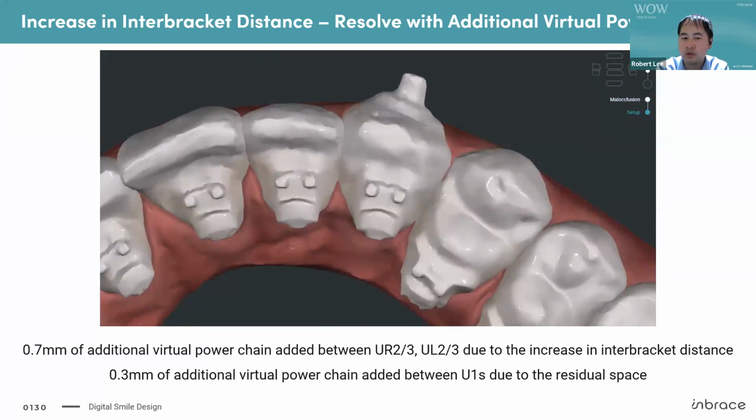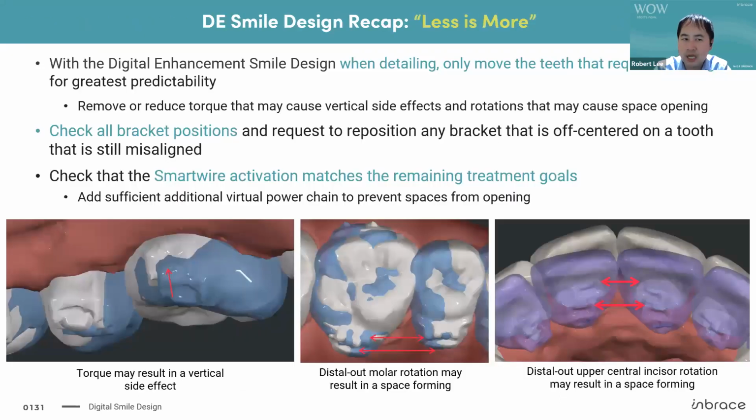And so you do this for every single contact. Between the upper ones, there was a residual space in the beginning, so because of that, I added about 0.3 millimeters of additional virtual power chain, just to add a little bit more space looking forth. So just a recap: with digital enhancement, less is more. When you're detailing, only move the teeth that generally require detailing for greatest predictability. Remove or reduce any single tooth work that tends to cause vertical rotations, as well as rotations that you don't necessarily need, because that sometimes causes space opening.